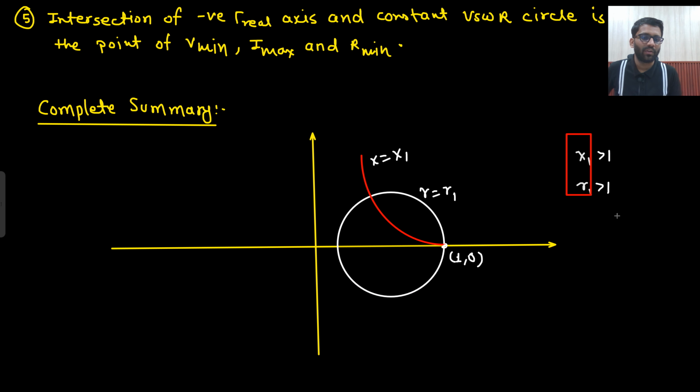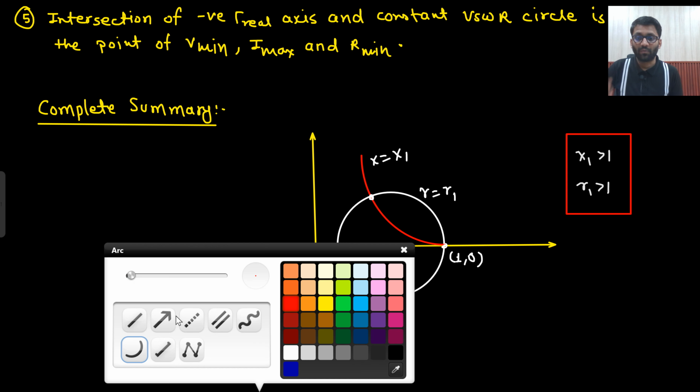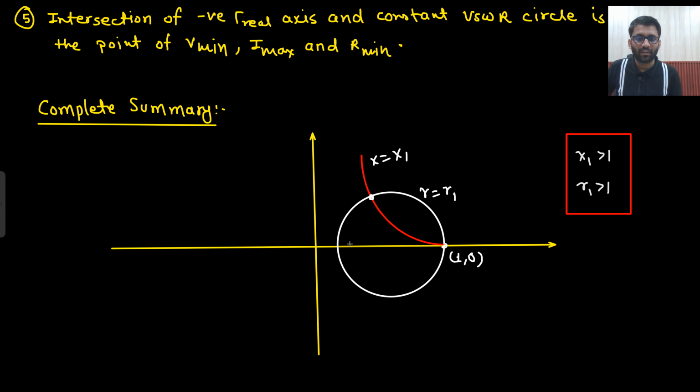Now if this is your load, then can you find the value of gamma? Yes. What you will do? You will join this point to the origin. Then this is your value of gamma, and this angle will be the angle of gamma. And this point will be your y equals to 0 point.